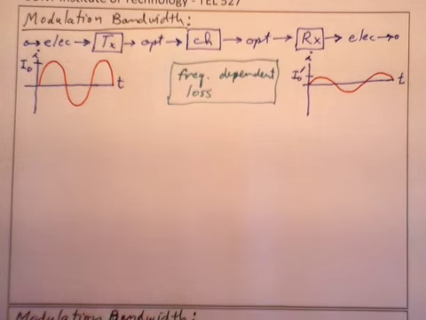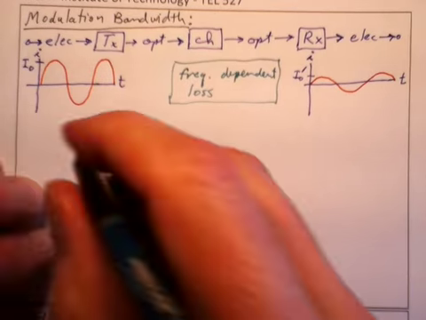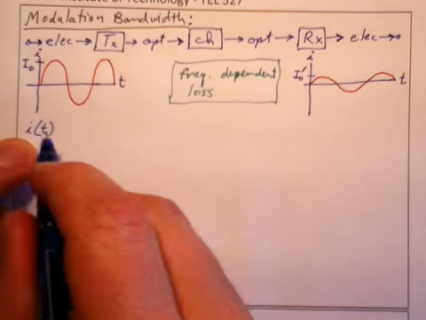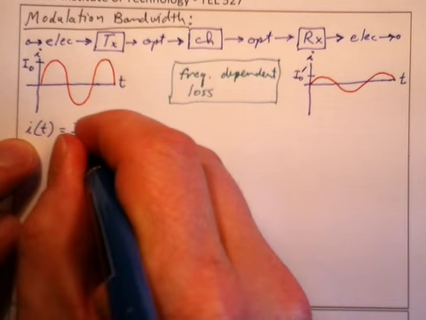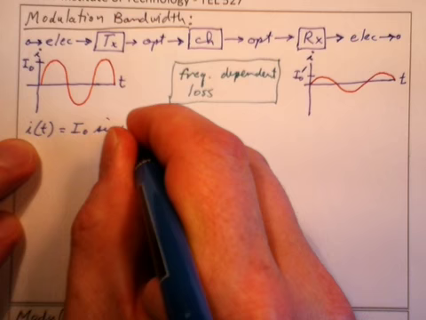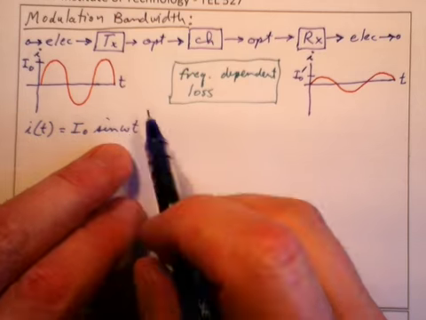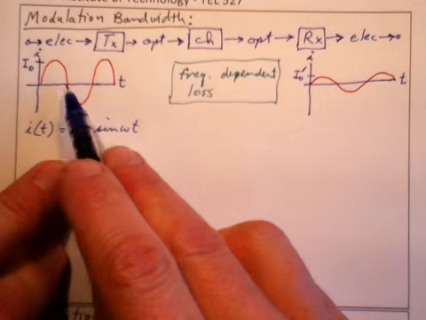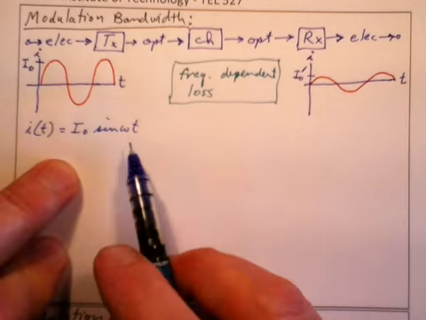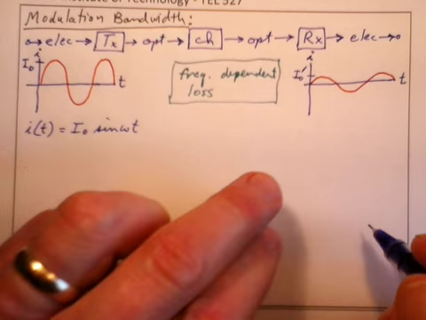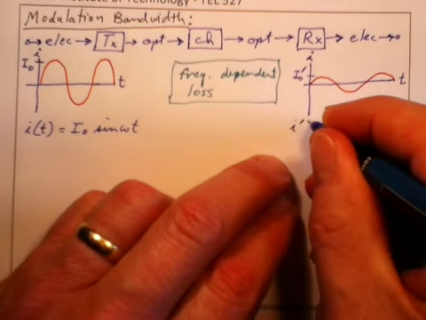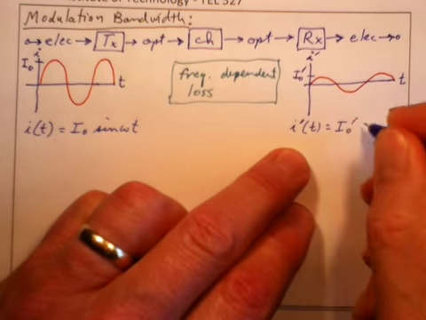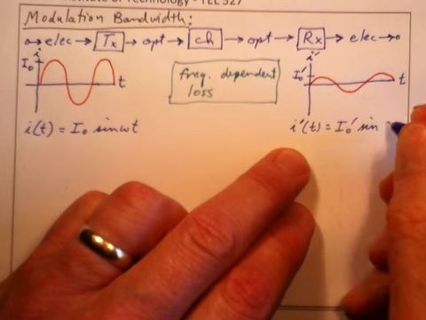Okay, so let's write this input signal, the AC signal. The current as a function of time is I of t equals I naught sine of omega t. Omega is the frequency of this input current. We're considering it as an analog sine wave at this point. And then on the output side we'll put I prime of t, which is I naught prime sine of omega t.